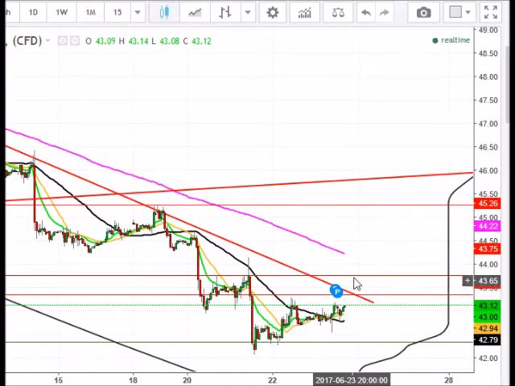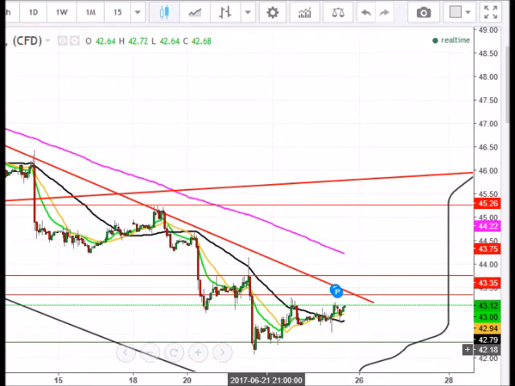So if we break above that, we have another level of resistance around 43.75, 43.80. And then we have the 200 at around 44.15. So there are a few levels of resistance that we do have to watch for the price of crude. So it's again going to be kind of up to the lower time frames to dictate what happens.